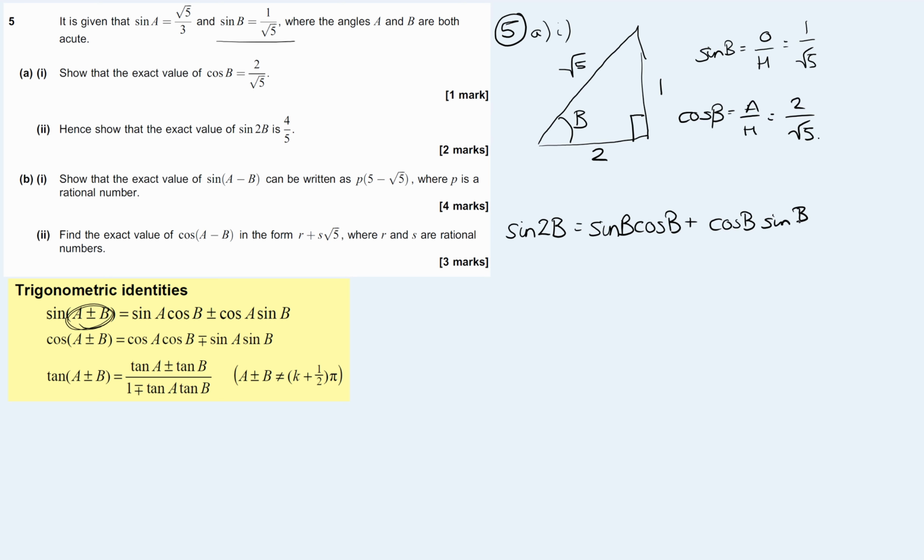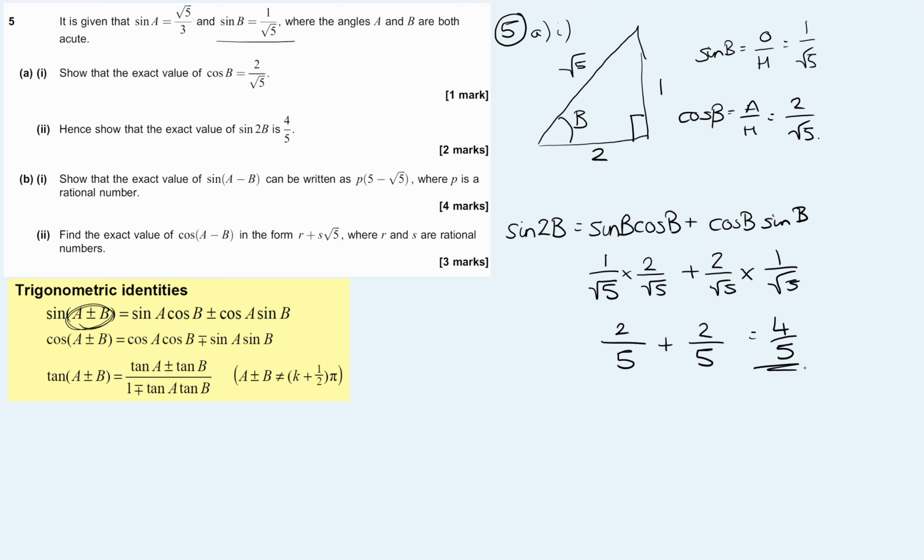Reading exactly what I've got up here, sine b is 1 over root 5, cos b is 2 over root 5, and they are being multiplied together, plus the same thing again. If you wanted to just write it out as 2 sine b cos b, that's absolutely fine, but for completeness I'm going to write this out in full. So 1 times 2 on the top gives me 2 over root 5 times root 5, which is 5, so 2/5 plus another 2/5 equals 4/5. That's me showing the exact value of sine 2b is 4/5. I've used the trig identity and just substituted into it.